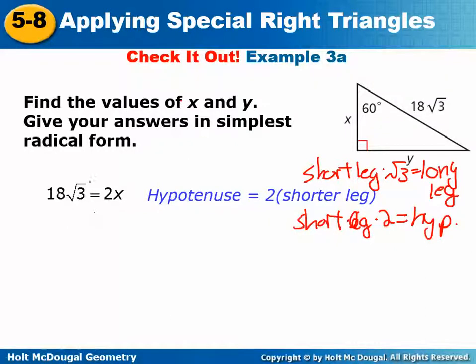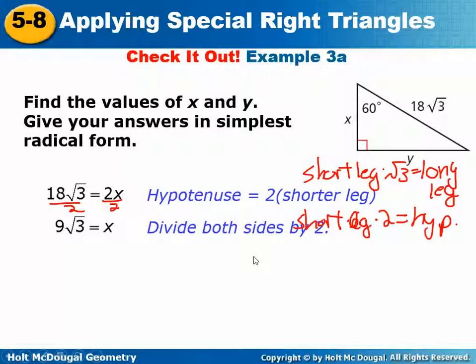So to solve this, we're going to have to divide both sides by 2. And remember, don't do anything inside the square root when you do that. 18 divided by 2 is 9. 9 square root of 3. It's not 9 times the square root of 1.5. You don't divide both of them by 2, just the number in front.